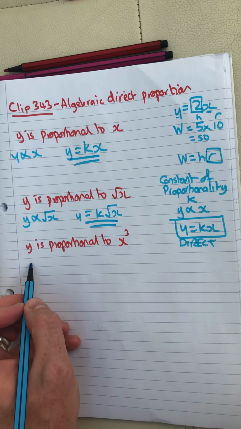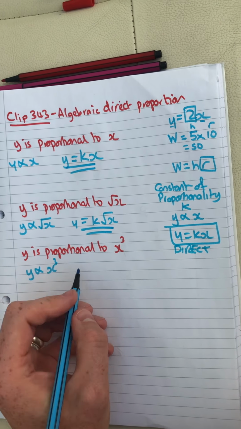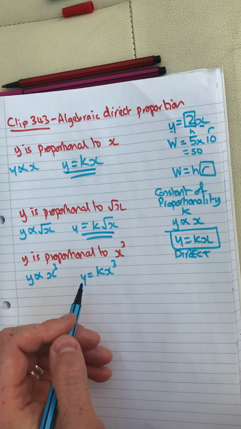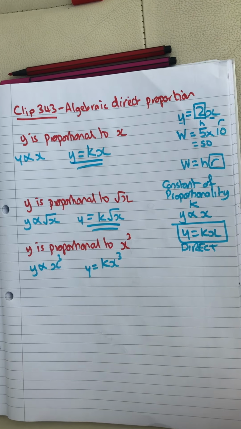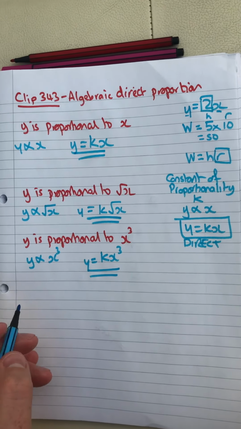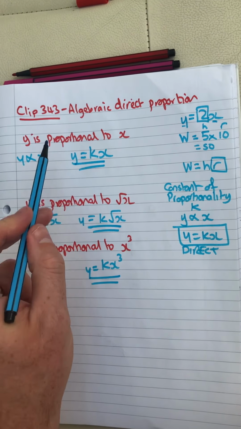Next one, y is proportional to x cubed. Therefore, y equals k x cubed. So remember, k is just a number that is a constant. That's called the constant of proportionality. So all the questions on clip 343 involve the red questions.